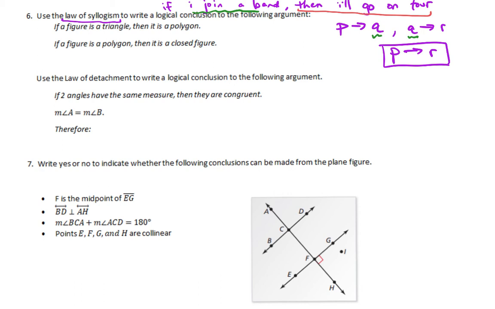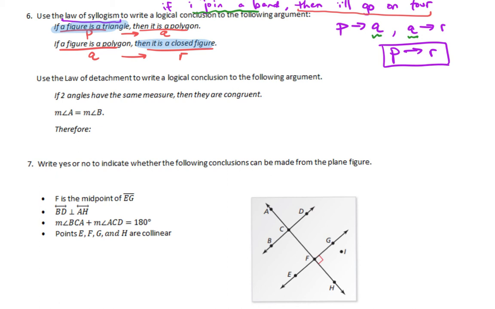All right? So this one says, if a figure is a triangle, then it's a polygon. So there's our first statement, and then here's our second statement. So P, then Q. If a figure's a triangle, then it's a polygon. And this re-says that Q statement. If it's a polygon, then it's a closed figure. So we have a new statement. Let's give it a new letter. How about R? So the logical jump we can do there is to say, if it's a triangle, it must be a closed figure.